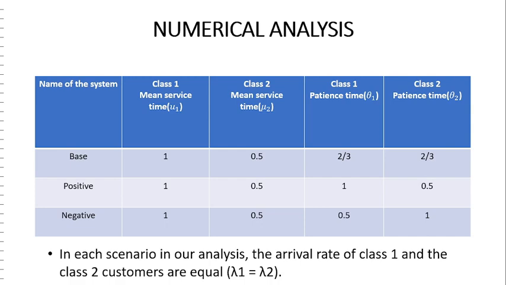And in the third system, that is the negative system, the patience time of class 1 customers is about 0.5 unit, and the patience time of class 2 customers is about 1 unit. And in each case, the arrival rates of the class 1 and class 2 customers are equal, that is lambda_1 is equal to lambda_2.